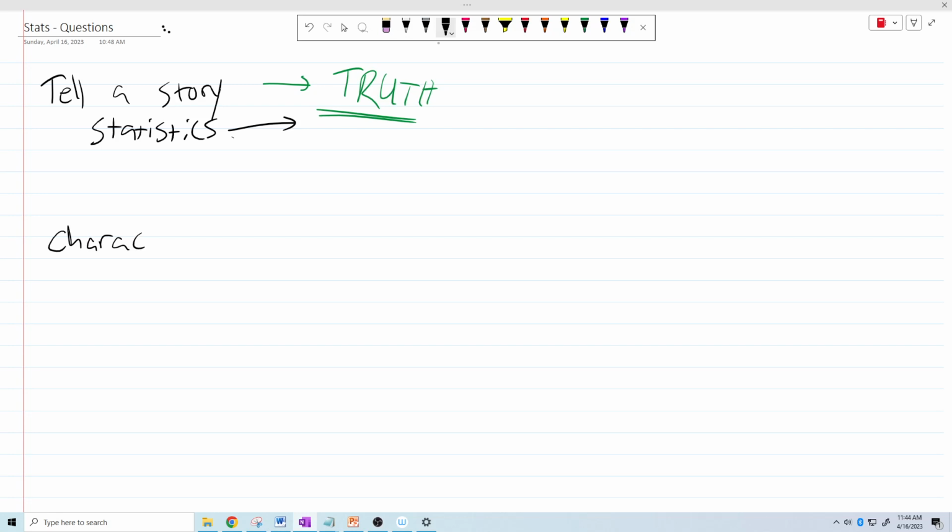Here's the first one: characters, conflict, and resolution. Characters, conflict, and resolution. There's so many examples all throughout media, all throughout even our personal lives, in which we can identify each of these elements. Let's look at a couple examples here, and then, like I said, draw the parallels to the elements that make up a statistical story.